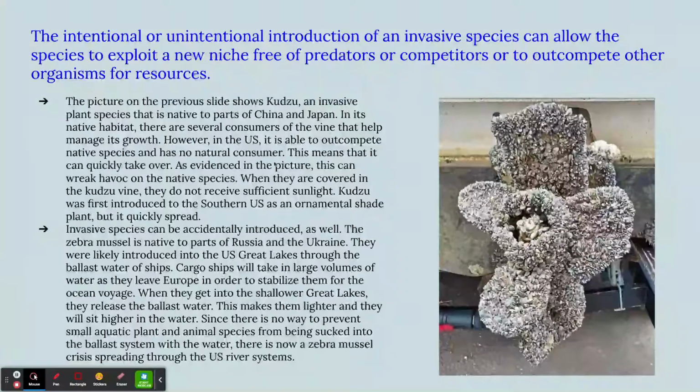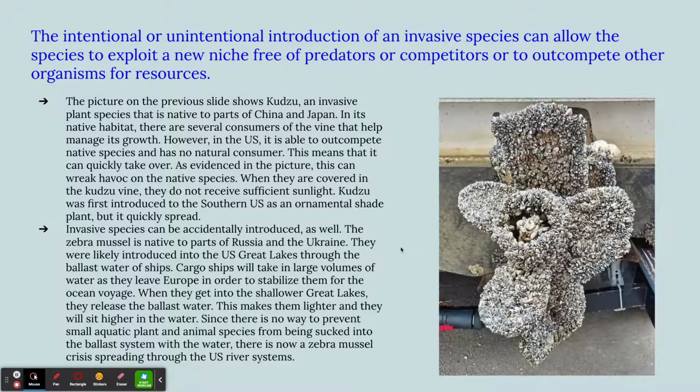Right. So again, a lot of words. You don't need to write any of this. This is just the intentional or unintentional introduction of an invasive species. This basically can allow species to exploit a new niche that's free of predators or competitors, and they can outcompete organisms for resources. So this is an invasive plant species that's native to China and Japan.